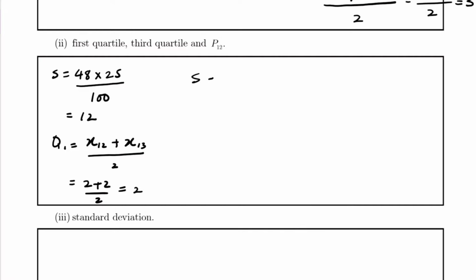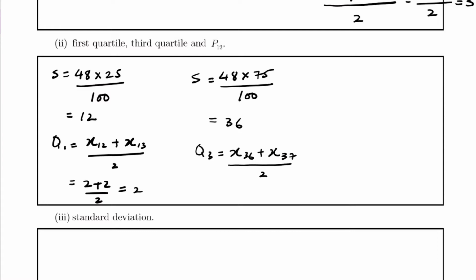For the third quartile, s is 48 times 75 over 100 and we'll get 36. So Q3 is equal to x36 plus x37 over 2. So the 36th data and the 37th data are 4 plus 5 over 2.